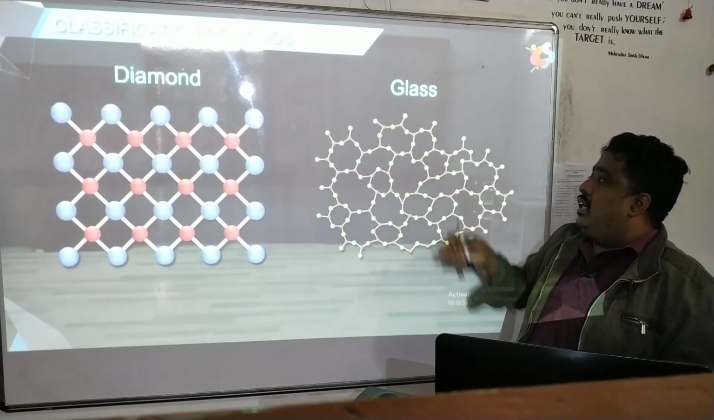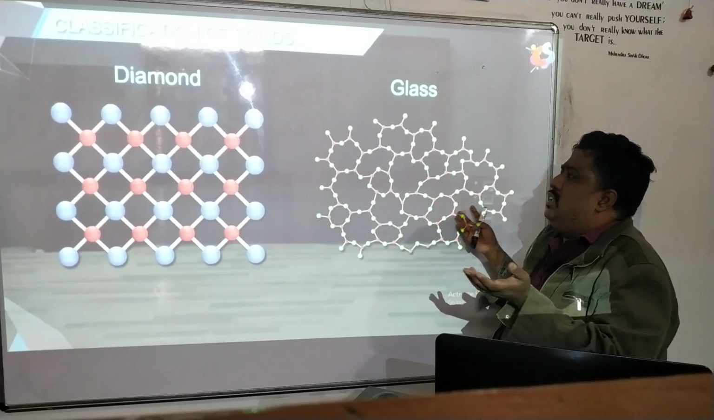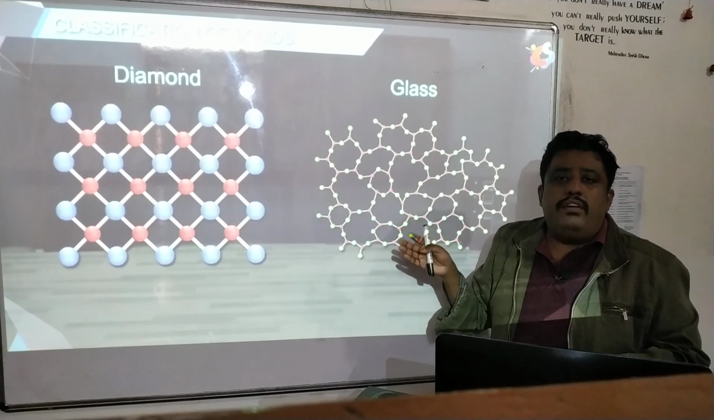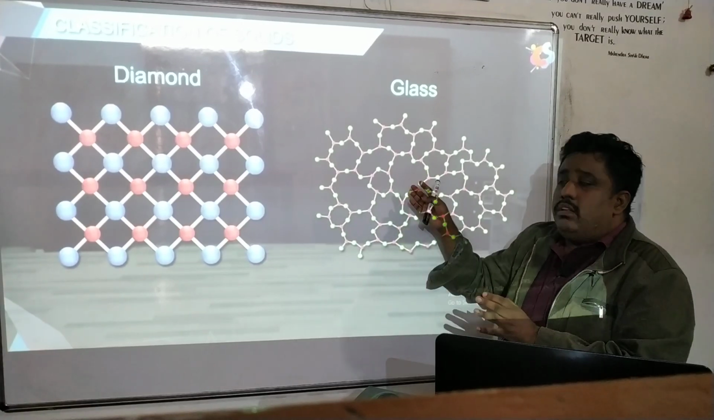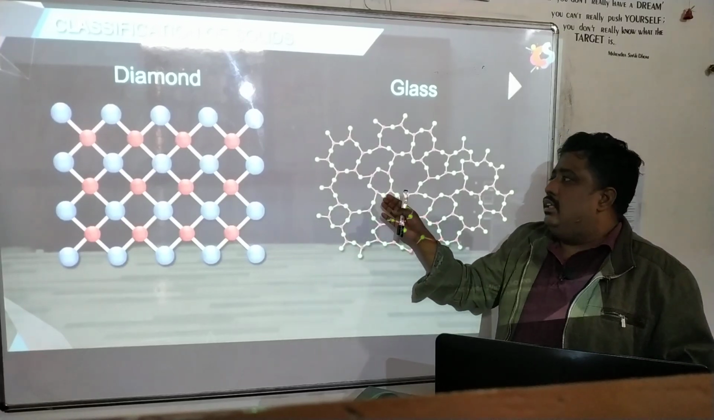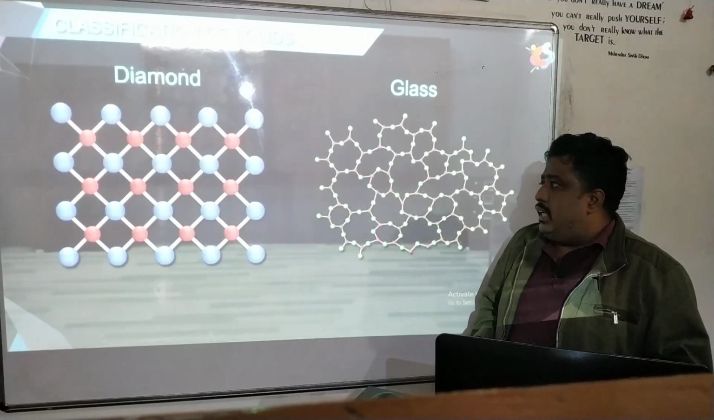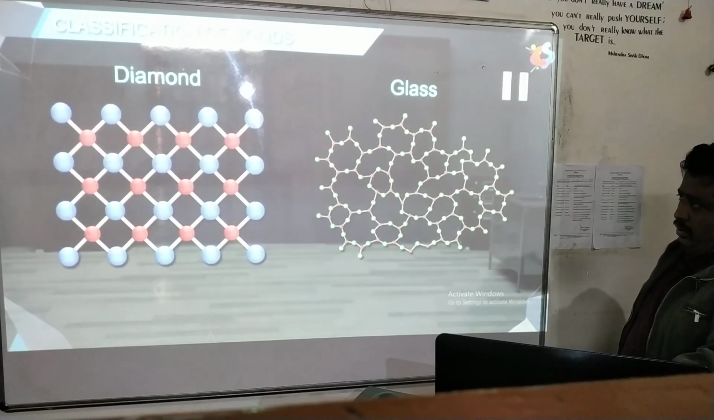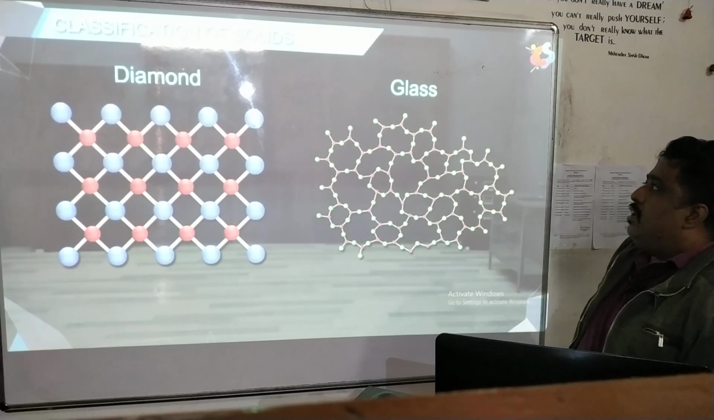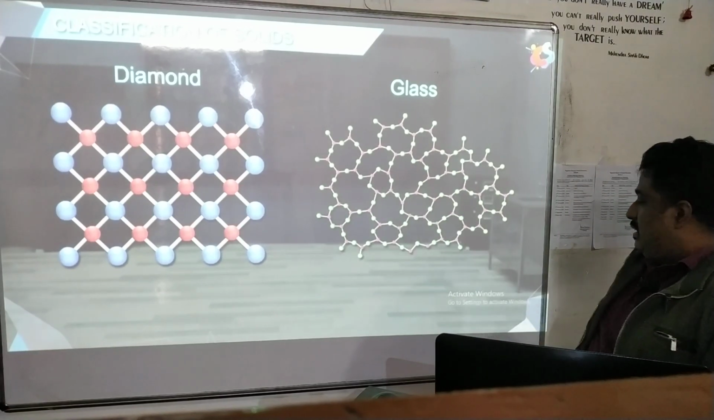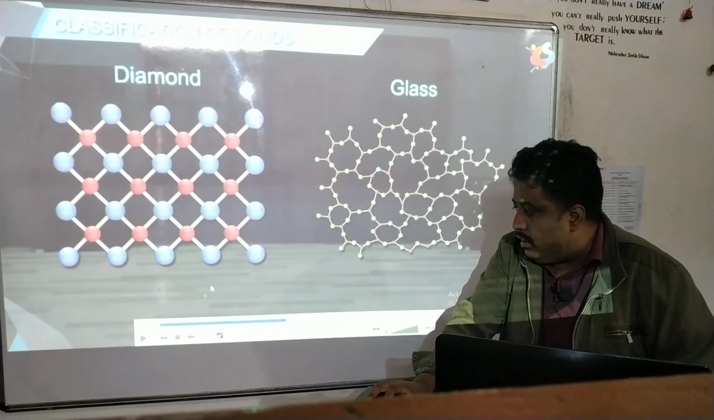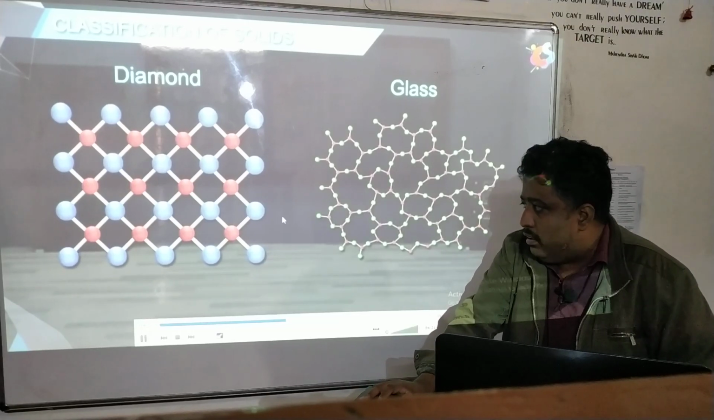But if you see a glass, the arrangement is not so systematic. Okay, so you can see that there is a disordered arrangement, right? Now, what does a disordered arrangement conclude to? What kind of solid is it? We'll come to that in the next slide or next animation. So, diamond and glass: diamond has a more regular arrangement. Glass has a less regular arrangement, right? So, what does it conclude? We'll come to that.